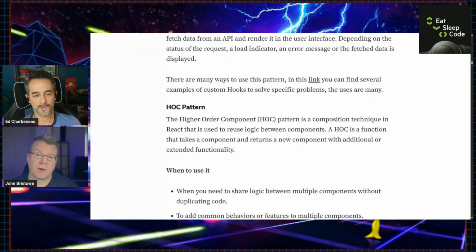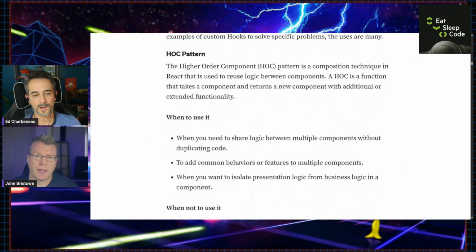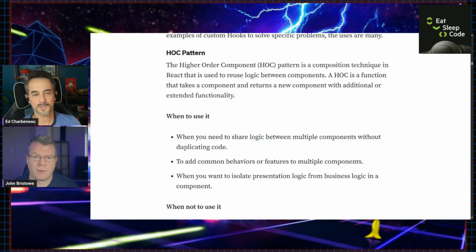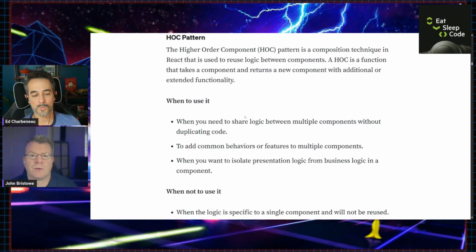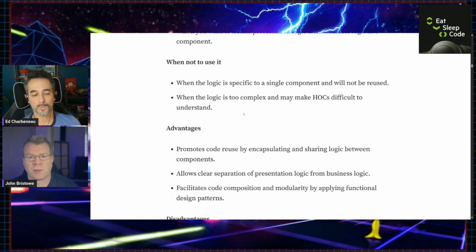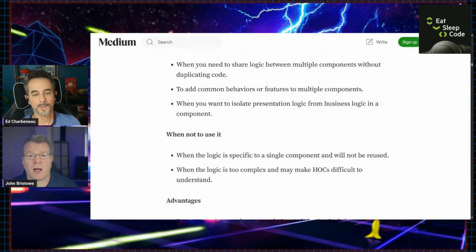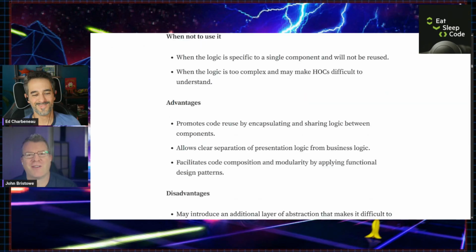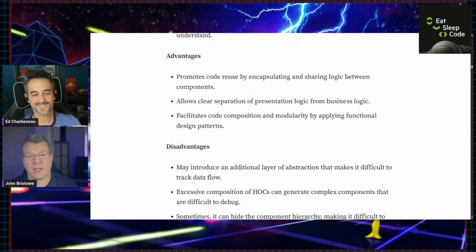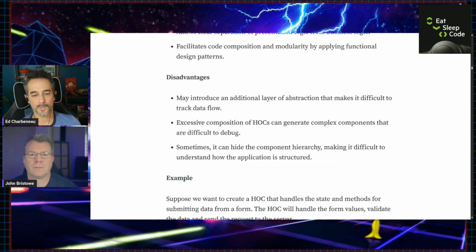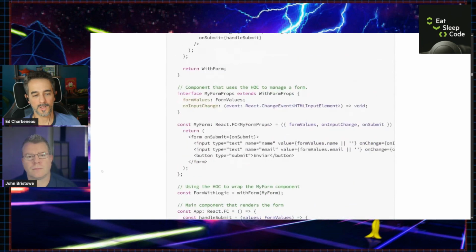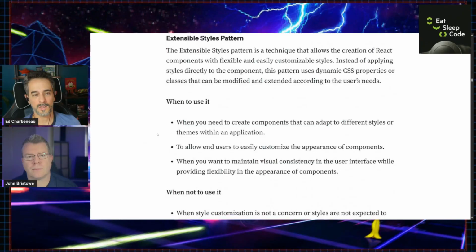Let's see, there's some more down here. Just one that I want to go through, which most people use when they use React, is the higher order component, or HOC, pattern. That one is used all the time if you're a React developer. The idea is you take a composition approach to React, and that allows you to reuse logic between components. So basically a higher order component is a function that takes a component and returns a new component with additional or extended functionality. Absolutely, I use that quite often in Blazor as well.